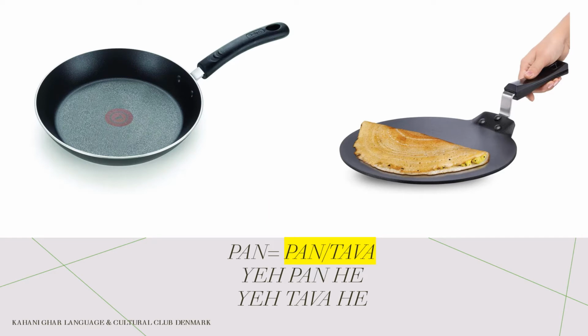A pan. A frying pan is called same pan in Urdu, and this flat pan is tawa. ये pan है, और if a flat pan, ये tawa है.